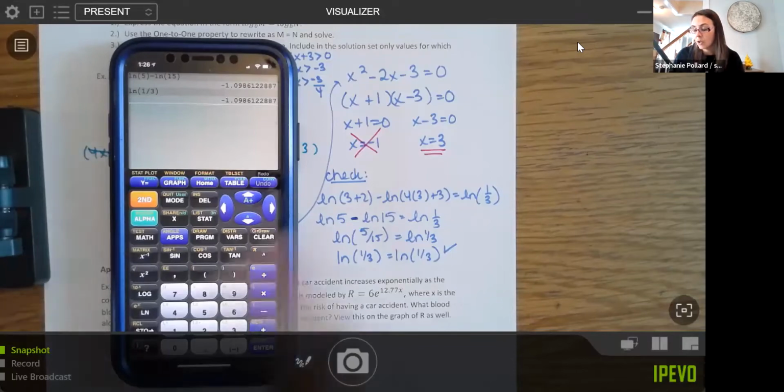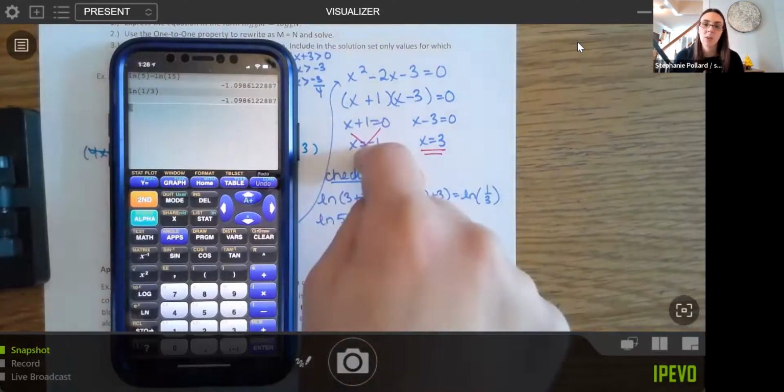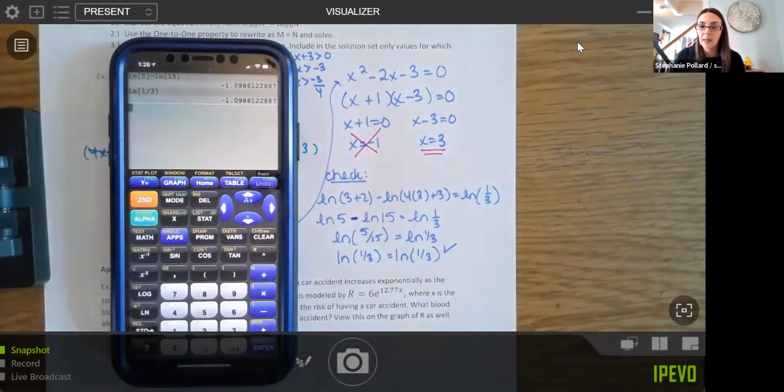Again, for your checks here, the big thing is going to be the domain. So once you've checked all the domain issues, I don't think you're going to see any other problems typically. It's still good to get in the habit of checking anyway, but I would use my domain issues to exclude values first. I think that would be a little bit faster.